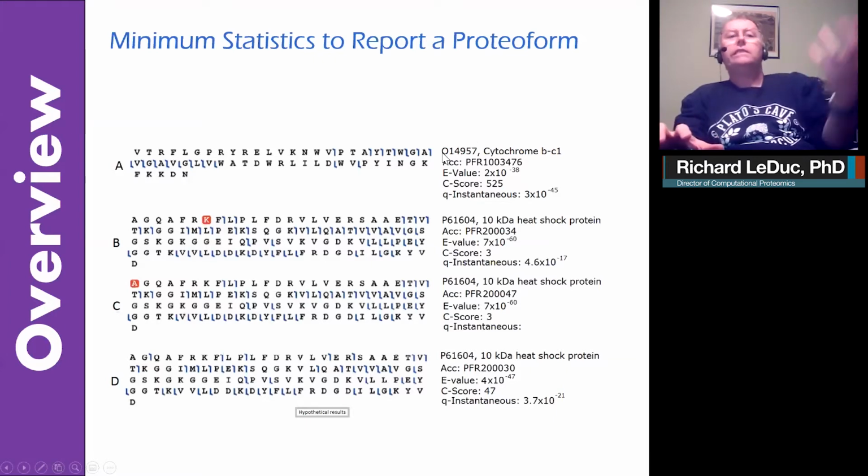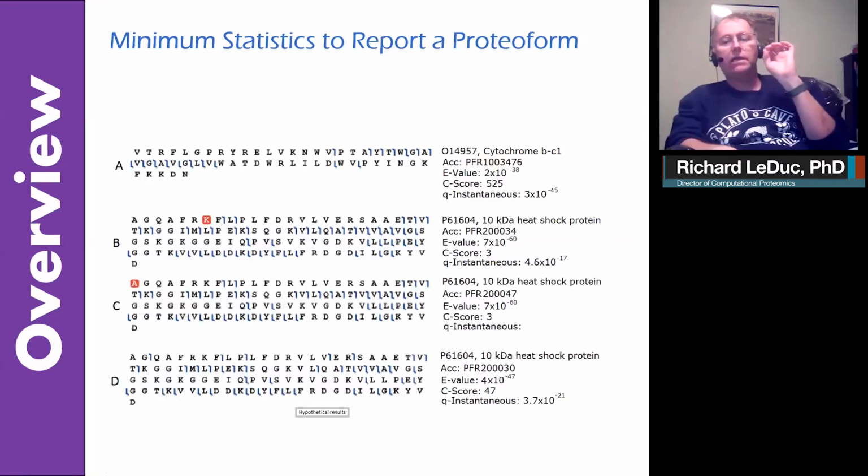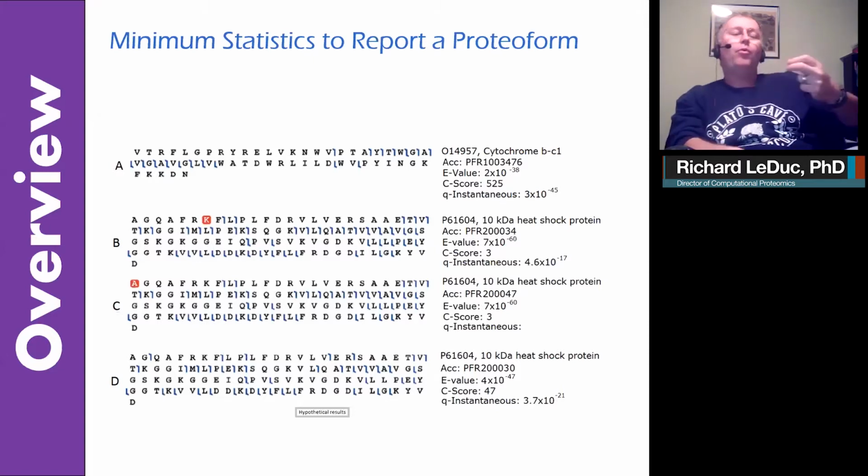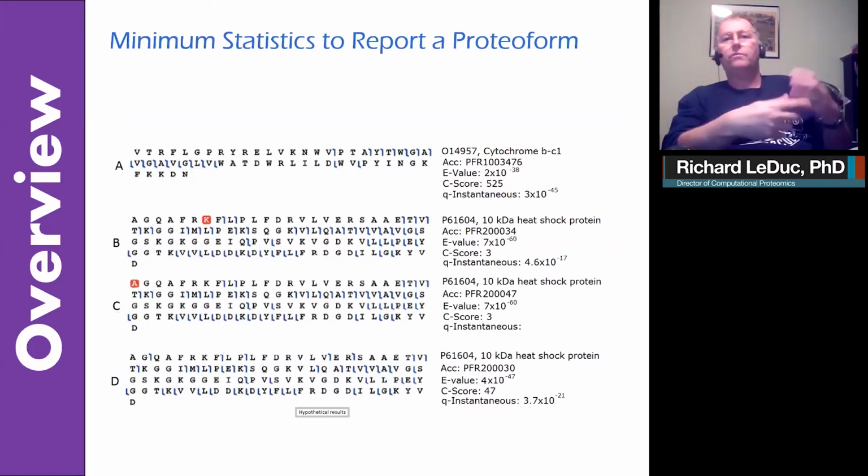what gene is this thing associated with? Usually it's a UniProt gene name. The second is a PFR, or a proteoform identifier. And so this is an identifier that points to that unique proteoform in the Consortium for Top-Down Proteomics repository.